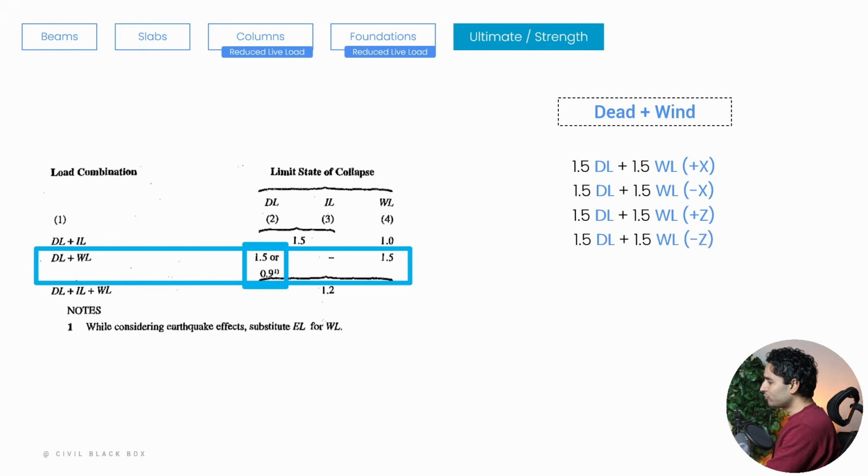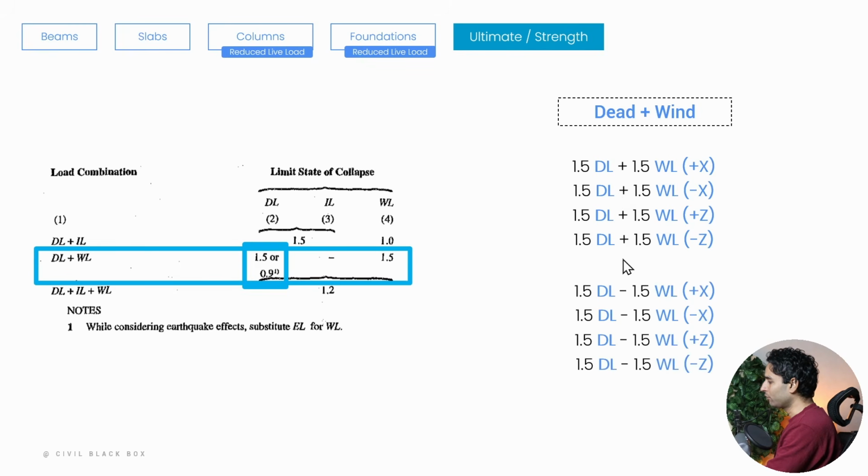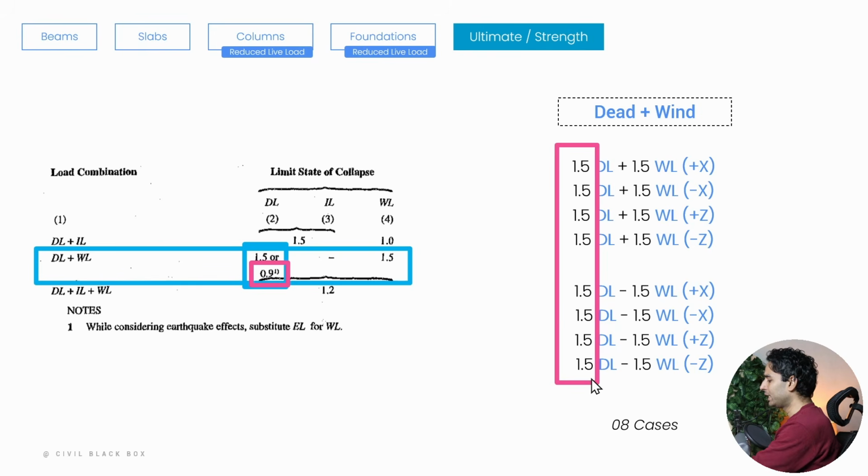Additionally, these four criteria come with a plus sign, but when it comes to wind load, we are working with plus minus both. So we'll be having the same four cases, but with a negative sign. So we get 8 cases in total. Apart from these 8 cases, we have this 0.9 case as well. So everything with a 1.5 can now be replaced with 0.9. So all these factors can now be replaced with 0.9 and we'll get 8 more cases.